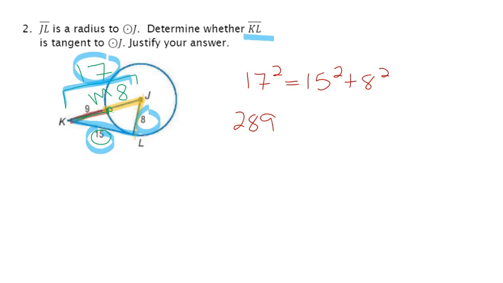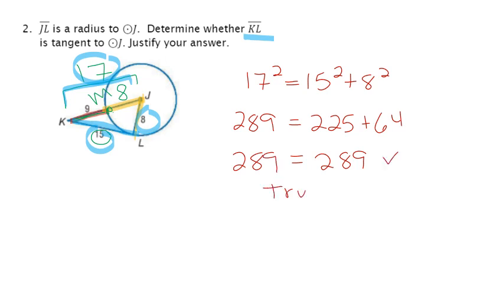289. I'm going to see, does that compare to 225 plus 64? When I put that together, I do get 289. So I actually get something that's a true statement, which means that we have a right triangle, which means we have a tangent segment, right?